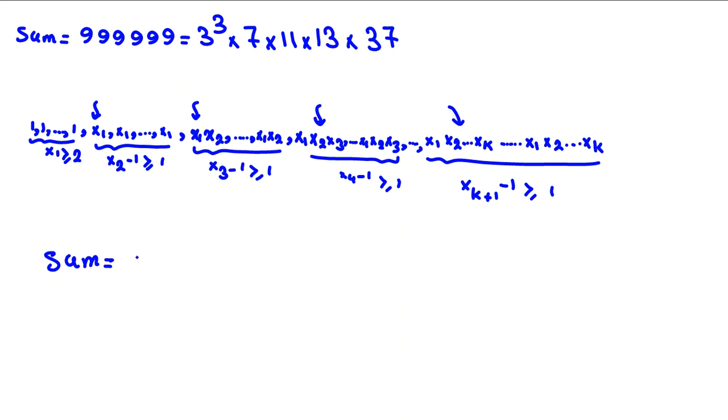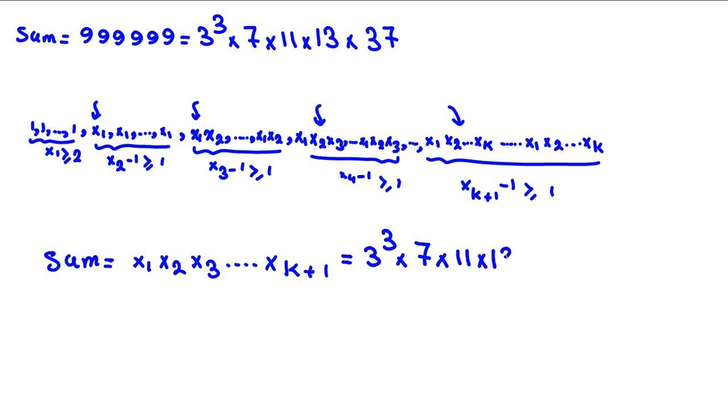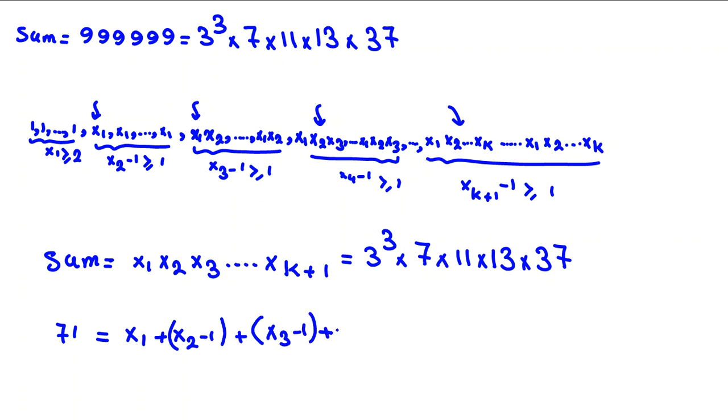So similarly, as we said, it will be x1, x2, x3 to xk plus 1. It is equal to the sum, 3 cubed times 7 times 11 times 13 times 37. How many terms are there? We have 71 terms. 71 equals x1 here. 71 elements we should have, plus x2 minus 1 plus x3 minus 1 to xk plus 1 minus 1. Okay, and we know all these terms are at least 1.